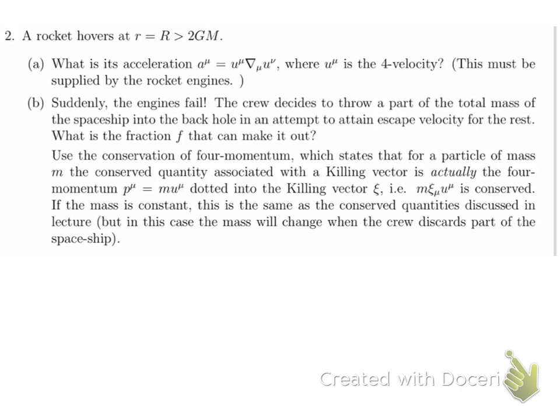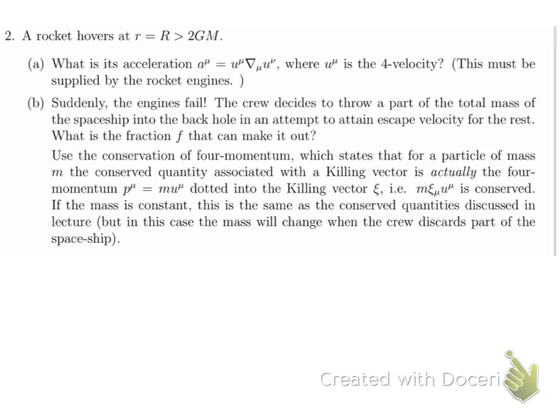Then there's a hint. Use the conservation of four-momentum, which states that for a particle of mass m, the conserved quantity associated with the Killing vector is actually the four-momentum p_mu = m u_mu dotted into the Killing vector zeta, that is, m zeta^nu u_nu is conserved. If the mass is constant, this is the same as the conserved quantities discussed in lecture, but in this case the mass will change when the crew discards part of the spaceship.